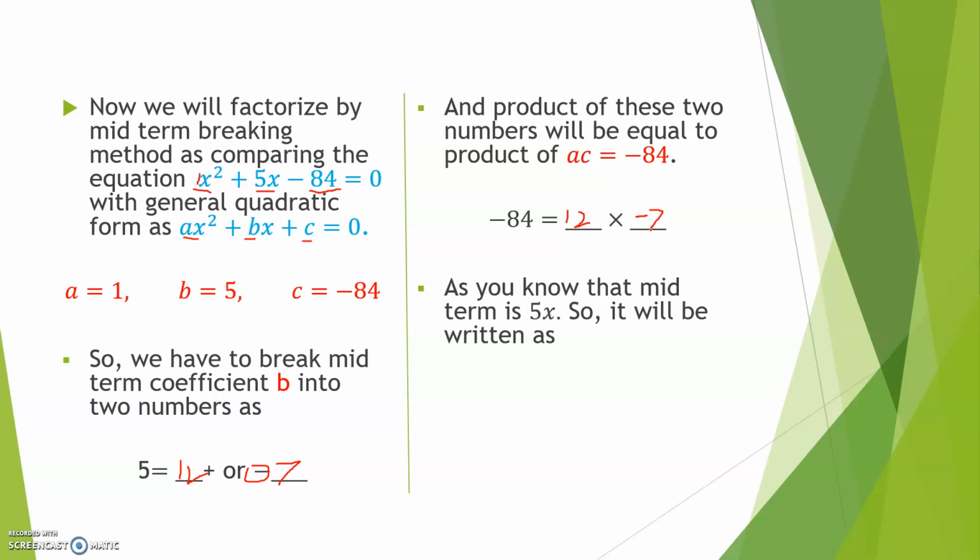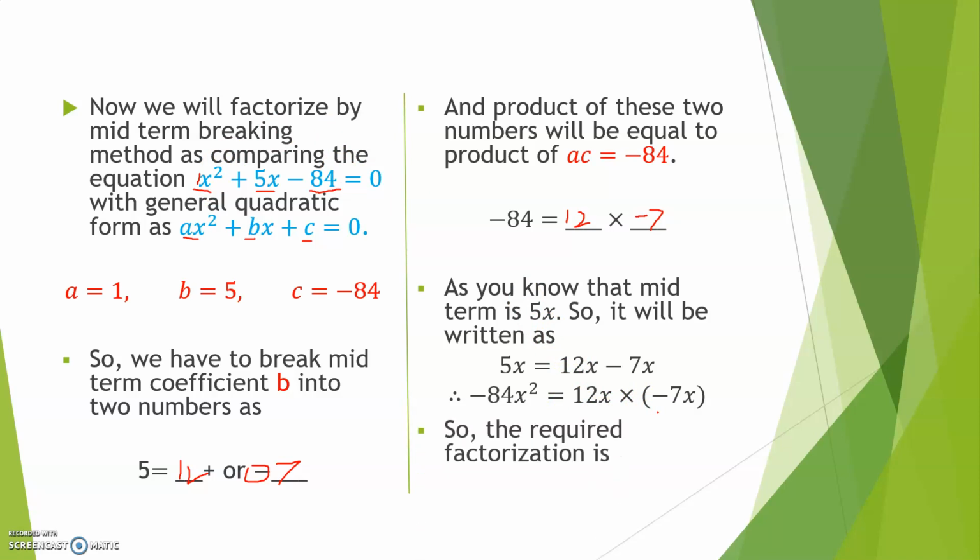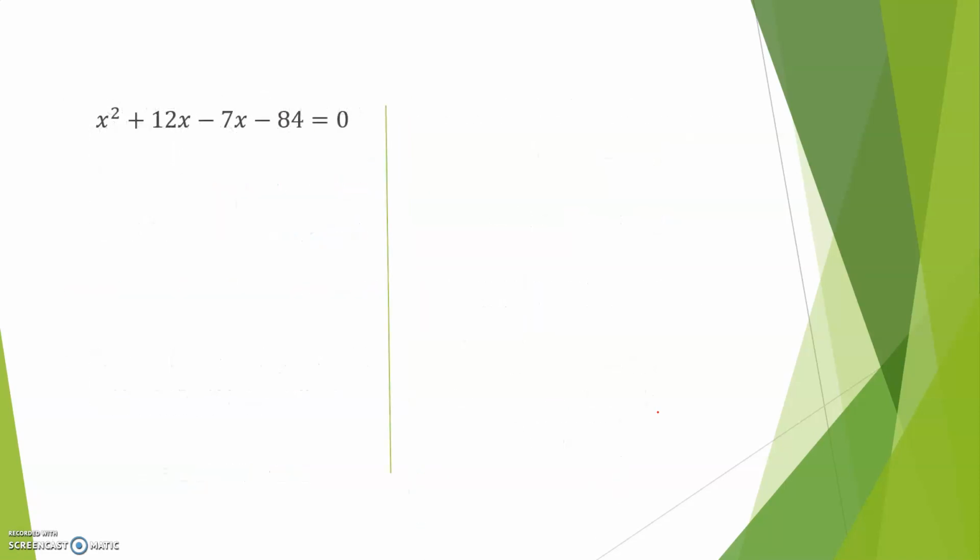As you know that the midterm is 5x, it can be written as 12x minus 7x, and minus 84x square, that is the product of these two extreme terms, can be written as 12x multiplied by minus 7x. So the required factorization is x square plus 12x minus 7x minus 84 is equal to 0. Here the midterm 5x is broken into two terms.